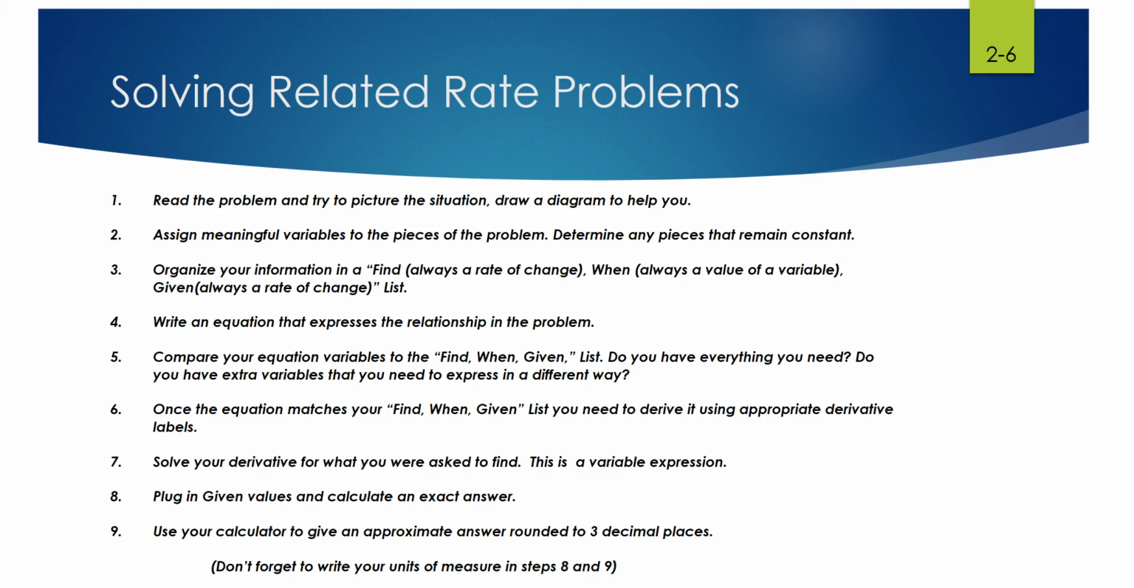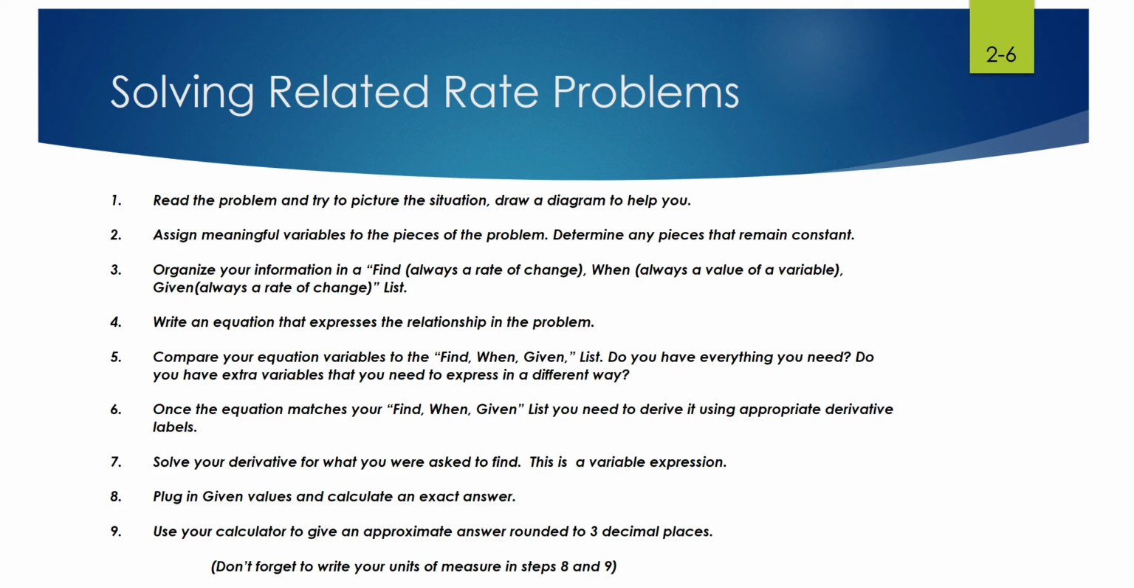So number 8 should be a nice simplified fraction, no decimals whatsoever. Number 9 should then be put in a calculator and give me a 3-digit decimal. That means the decimal point and 3 digits after it. So don't forget to write your units of measure. If you're talking in meters per second, then make sure you write that, because it's worth points.